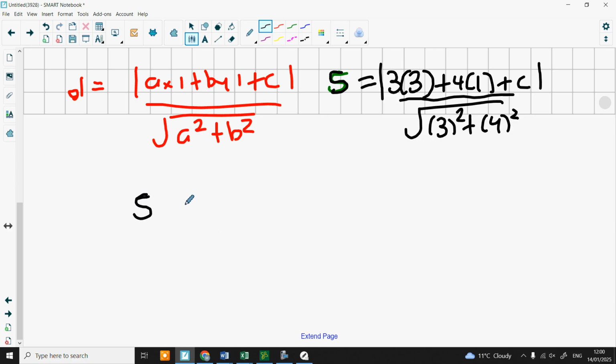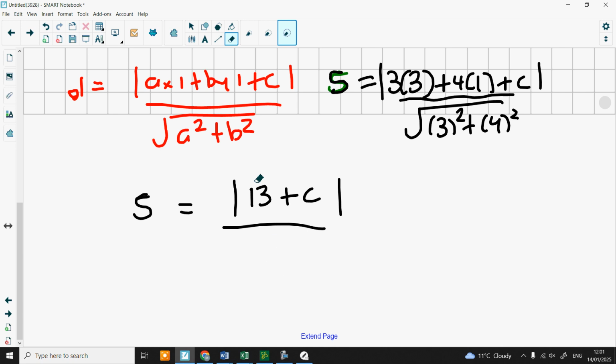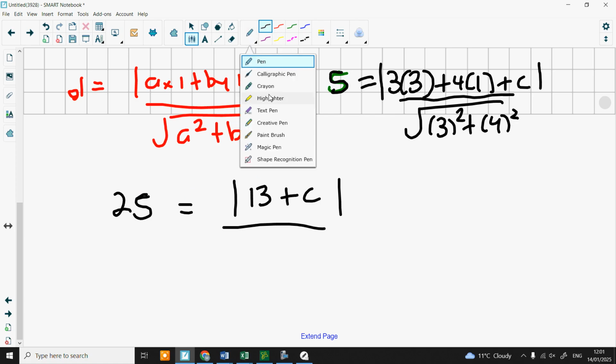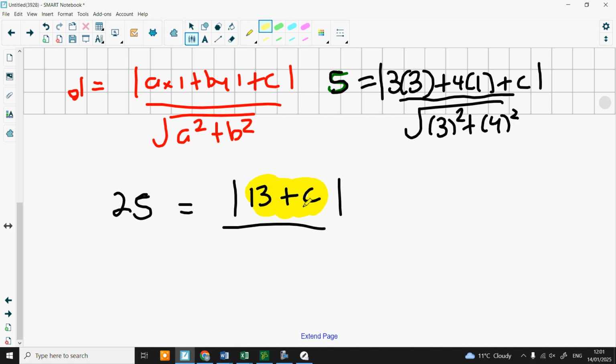Now, who got 13 plus c? Cross multiply up to 5, and what do we get? 25. You can square both sides, but I'm feeling considerably lazier than that. What's my quick way of doing it? What are the only two answers this can be? It can either be 25 or minus 25.